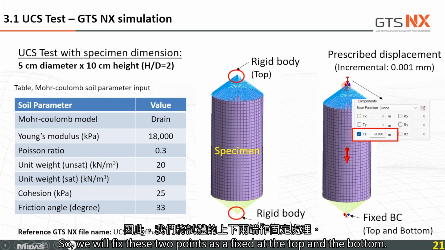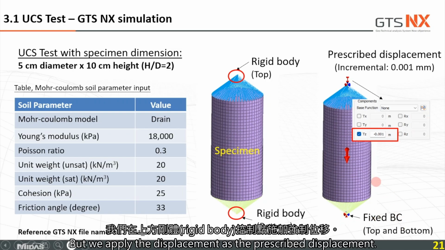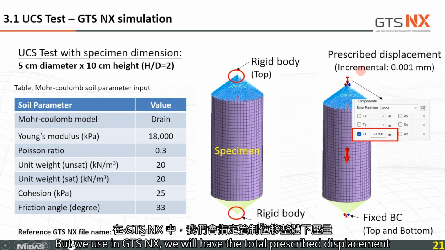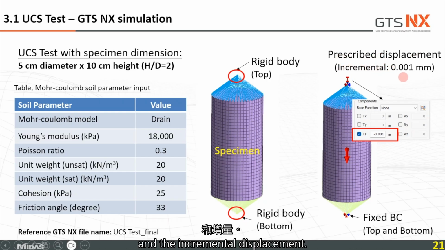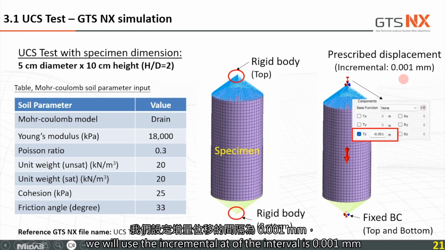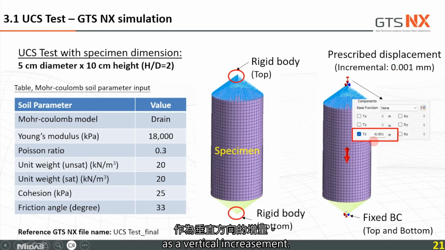So we will fix the 2 points as the fix at the bottoms, but we apply the displacement as the prescribed displacement. In GTX NX, we will have the total prescribed displacement and the incremental displacement. So in these studies, we will use the incrementals of the interval is 0.01 millimeters as a vertical increment.